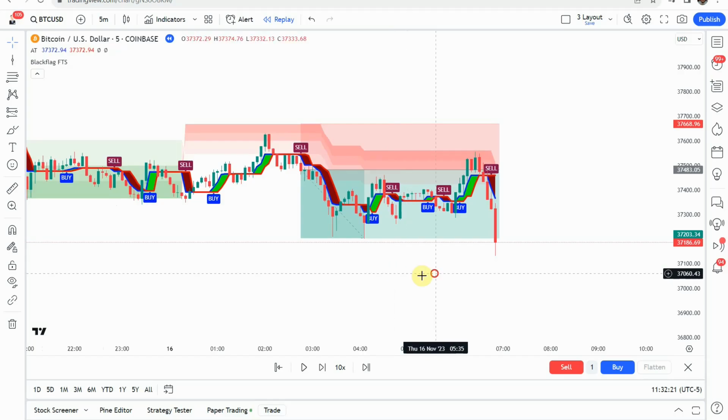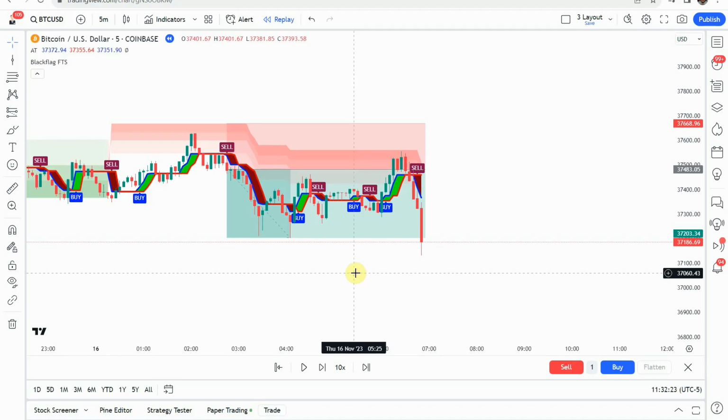Alright, so let's go ahead and go over the numbers on this strategy. So we did the 50 trade test like normal. Out of those 50 trades, we got 16 winning trades and 34 losing trades. So that's going to put us at a 32% win rate.